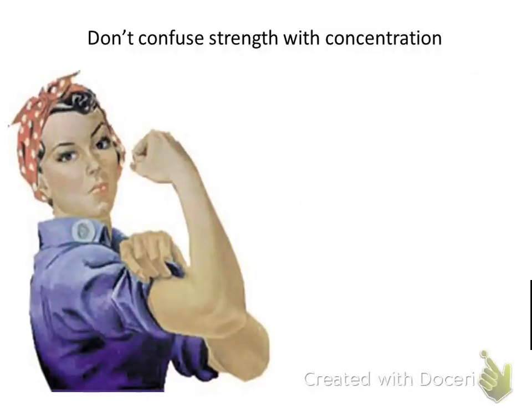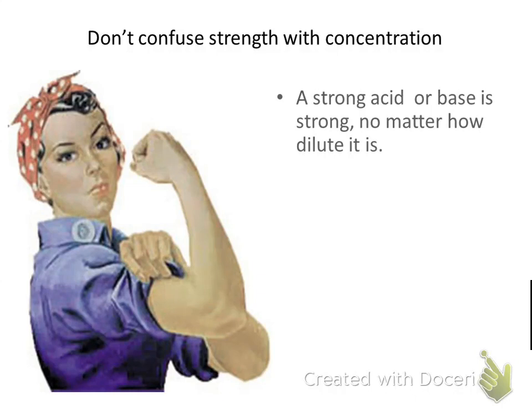And don't confuse strength with concentration. A strong acid can be very dilute. You can have a drop of hydrochloric acid in a liter of water and it's still a strong acid, because when we talk about strength, we're talking about how well it dissociates. So a bucket of concentrated hydrochloric acid is just as strong as a drop of hydrochloric acid in a liter of water. Concentration has to do with that thing called molarity, how much is in that solution. So a strong acid or base is strong no matter how dilute it is.